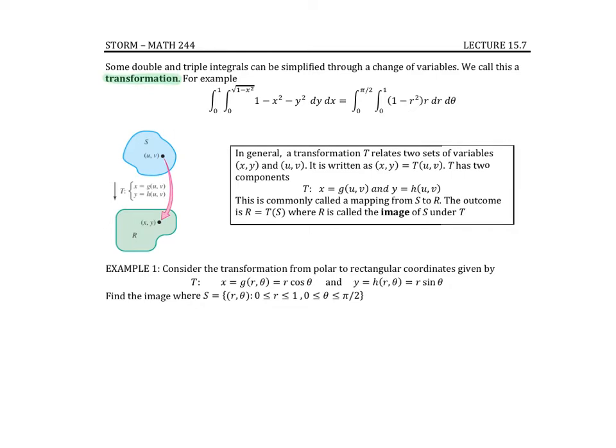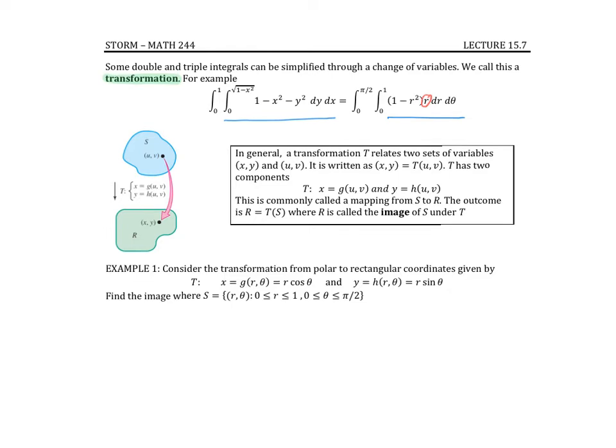So for example, we have in the past gone from our xy to our r theta. Now recall that when we did this, we had to add in this r. In this section, we're going to find out why we had to add that r in. First thing I'd like to do is look at a general transformation from one set to another.